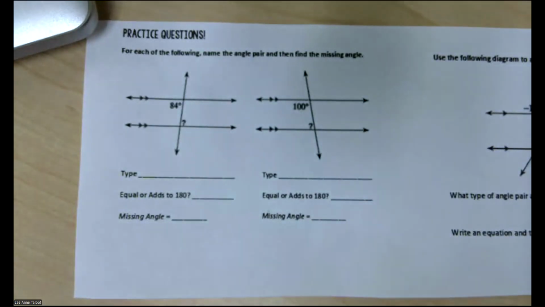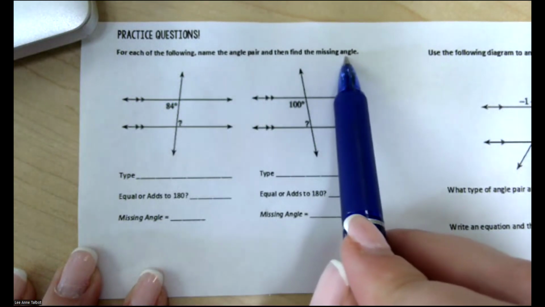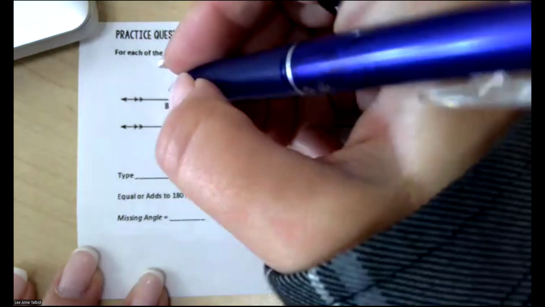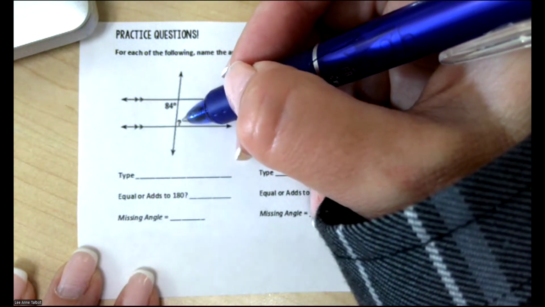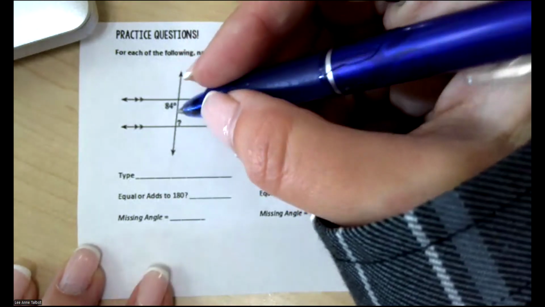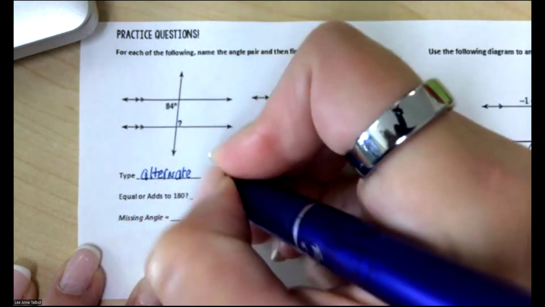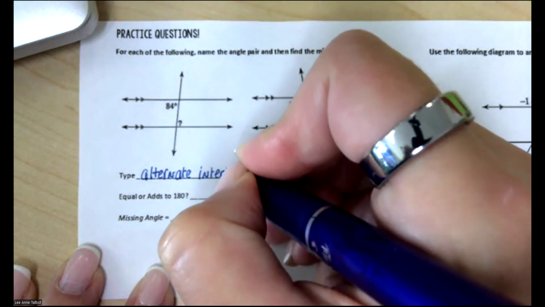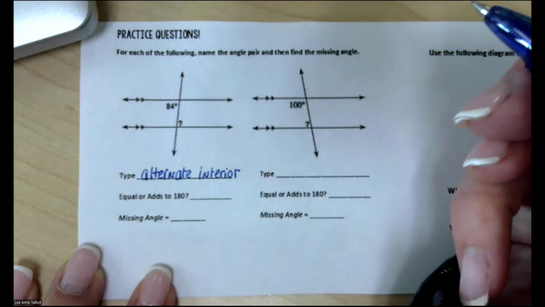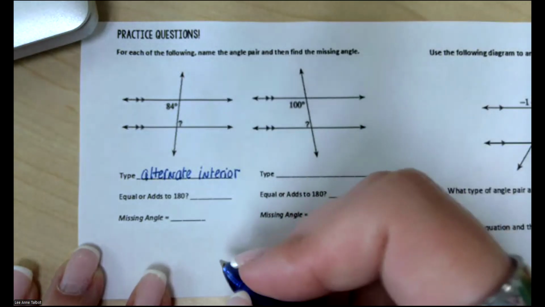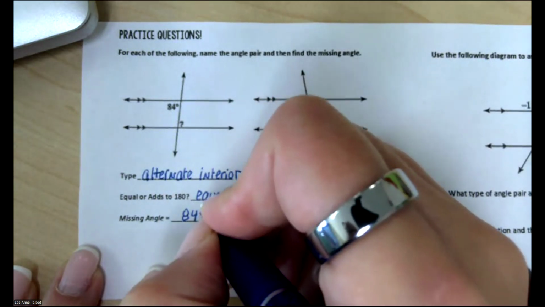Here we go. Okay, practice questions. For each of the following, name the angle pair, then find the missing angle. The angle pair on this one is this and the question mark. What is it? Nice. Okay, are alternate interiors equal or do they add to 180? Equal. So that means the missing angle has to be 84 degrees.